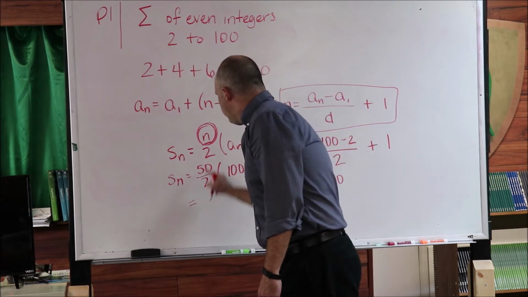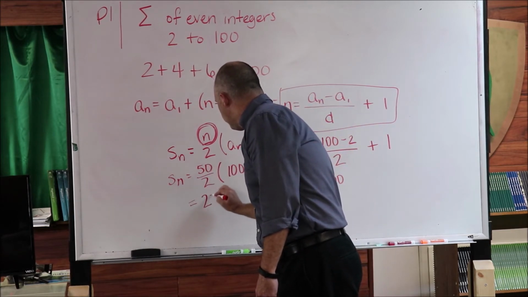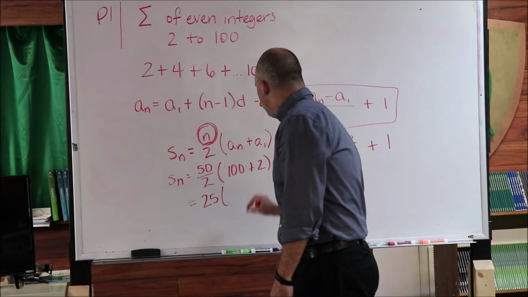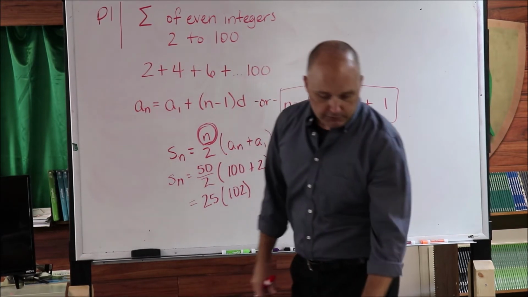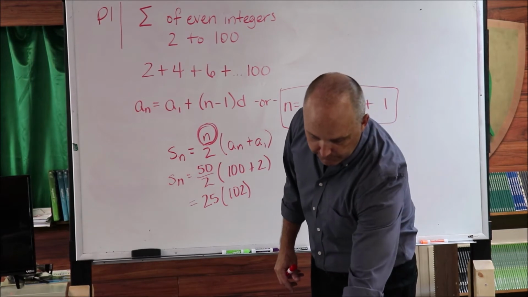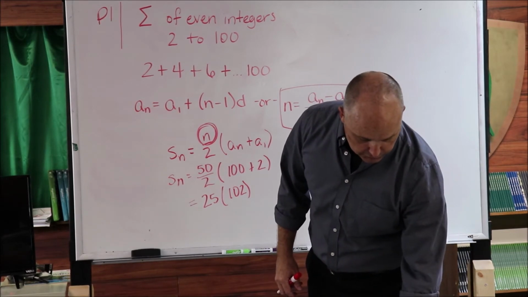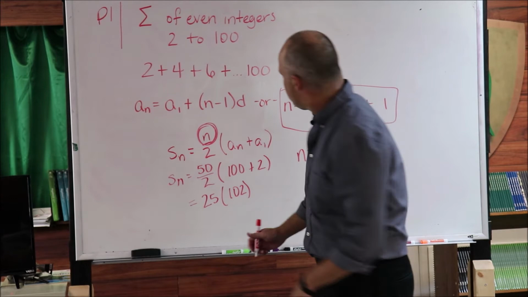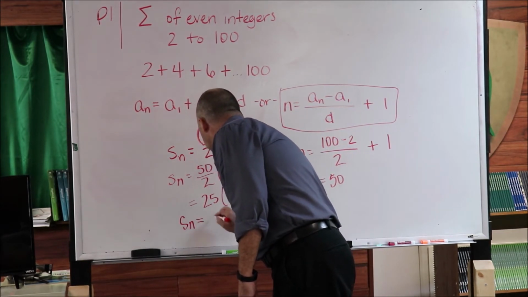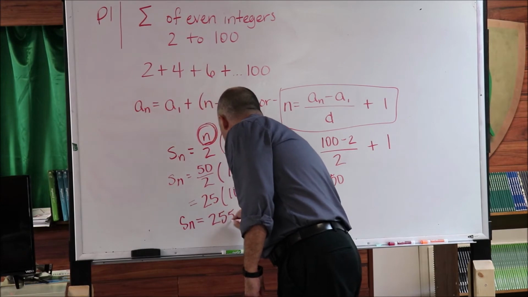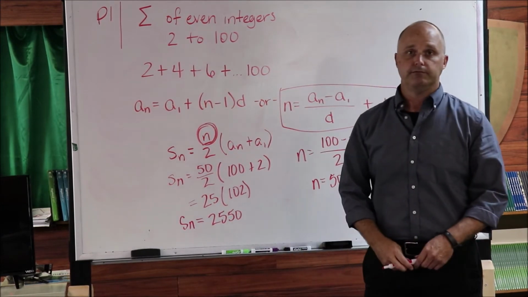So now we get 50 divided by 2 is going to be 25. And then 100 plus 2 is 102. And so that's going to leave us with, I believe it's 2550 as our solution. So yes, the sum of this series of numbers is going to be 2,550.